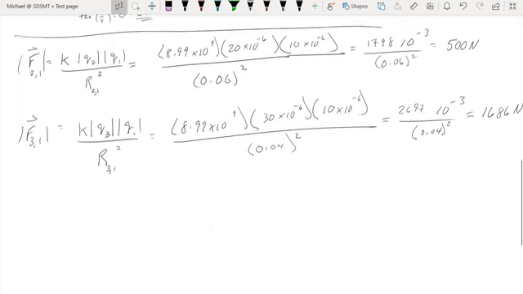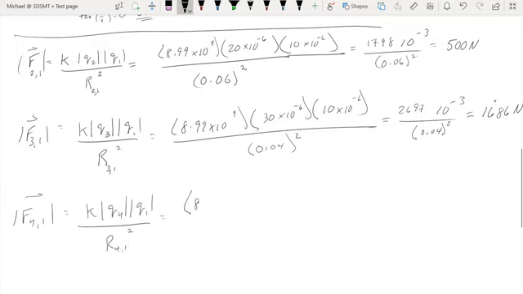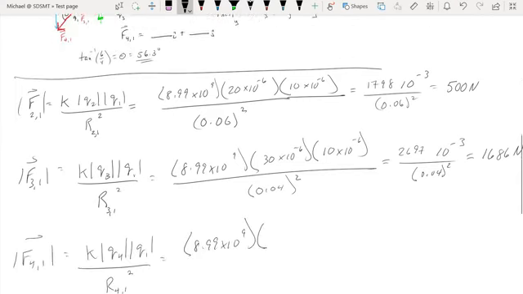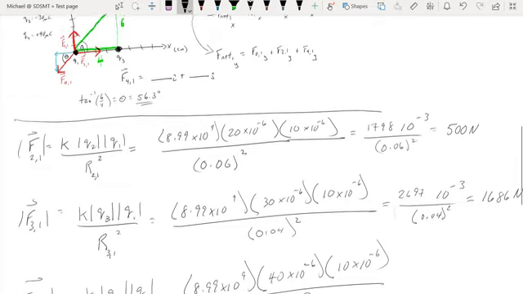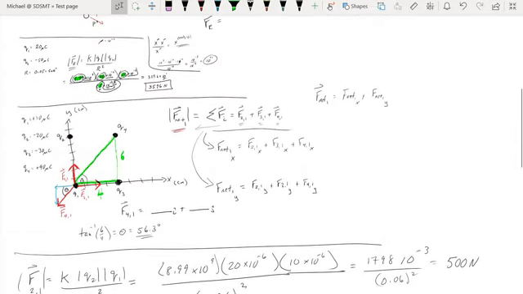One more time. Now we need magnitude of force 1,4. Charge 4 was 40 microcoulombs, so again magnitude. Charge 1 is still magnitude 10 microcoulombs. And, well, now I need to know what was the separation distance between charge 1 and charge 4. That's something we haven't figured out yet.